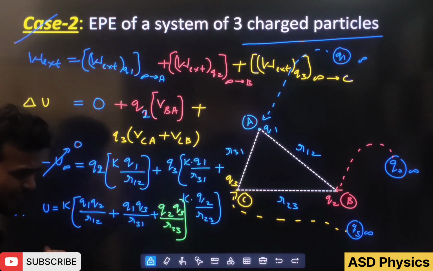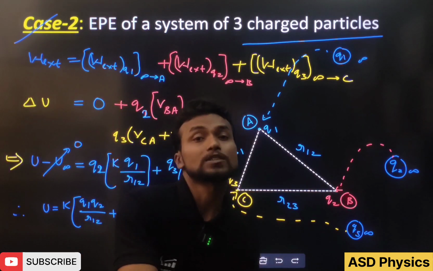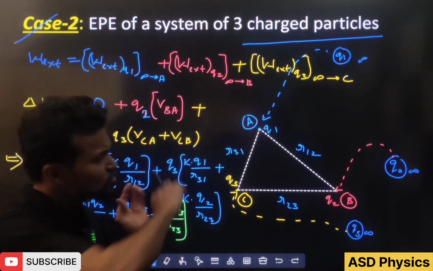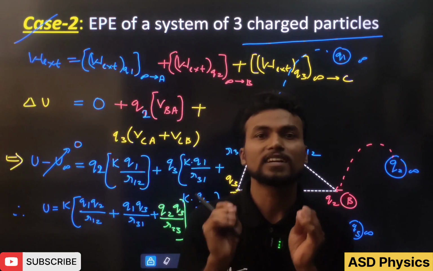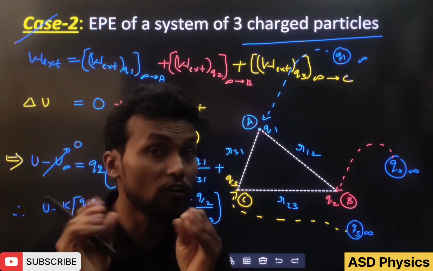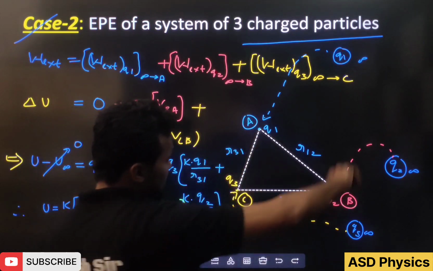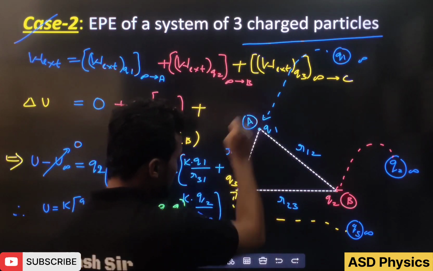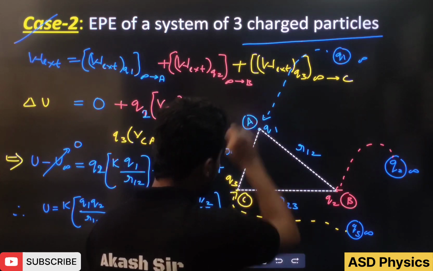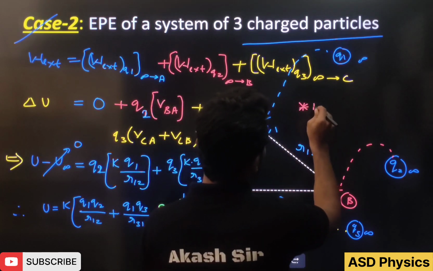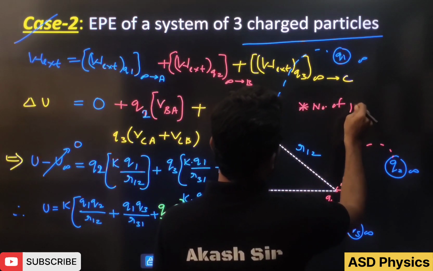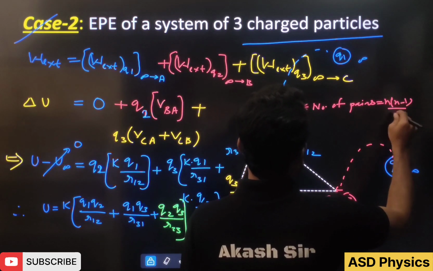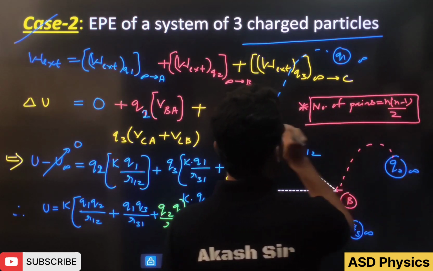Like that, when a fourth charged particle comes, it will come into the electric field of 3 charged particles. So there is no need to do all these things again and again. We just have to see the number of pairs. If you see this system, how many pairs are there? You can see 3 pairs: Q1 Q2, Q2 Q3, Q3 Q1. Please remember that the number of pairs for n charged particles will be n into n minus 1 by 2. Please make sure of this.